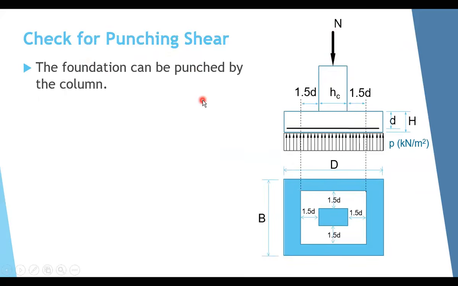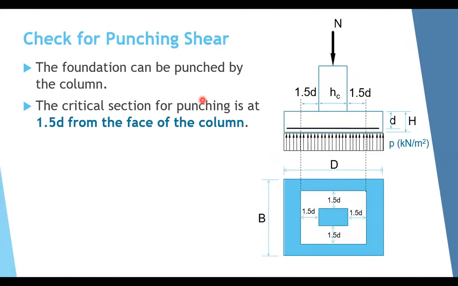What is the critical section for punching shear? According to the BS code, the British standard, the critical section of the punching shear is at a distance 1.5 D from the face of the column. So from the face of the column, from each side, you have a distance of 1.5 D, and this will be the critical section if a punching will occur in the footing.